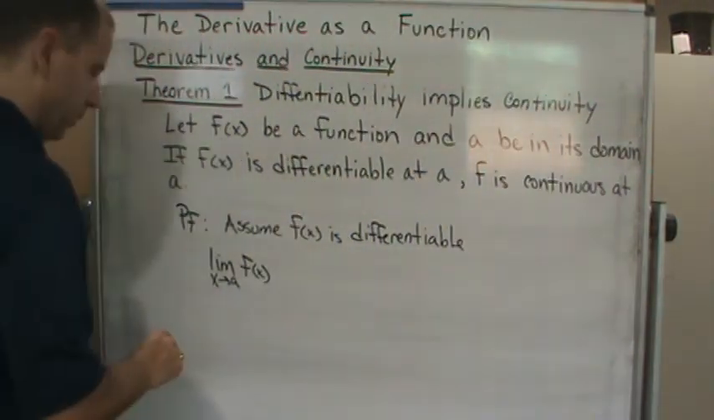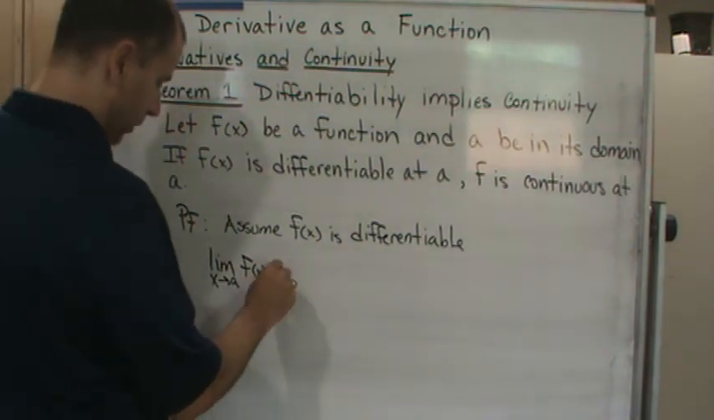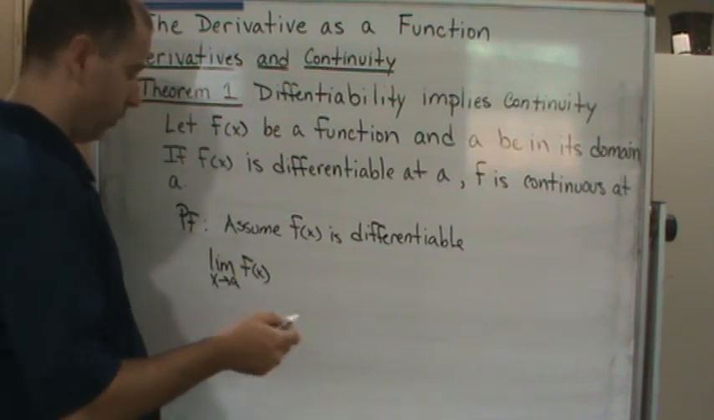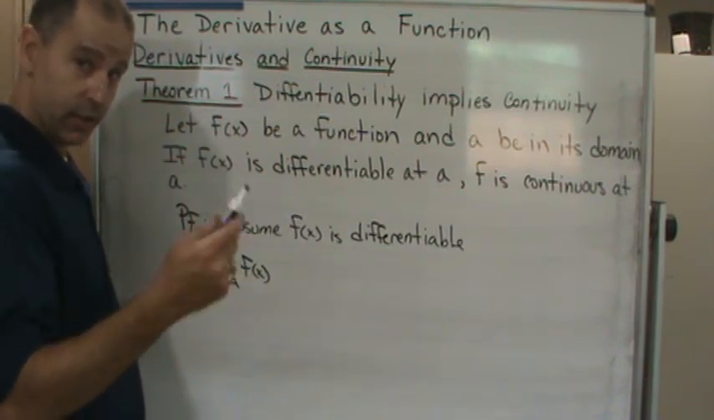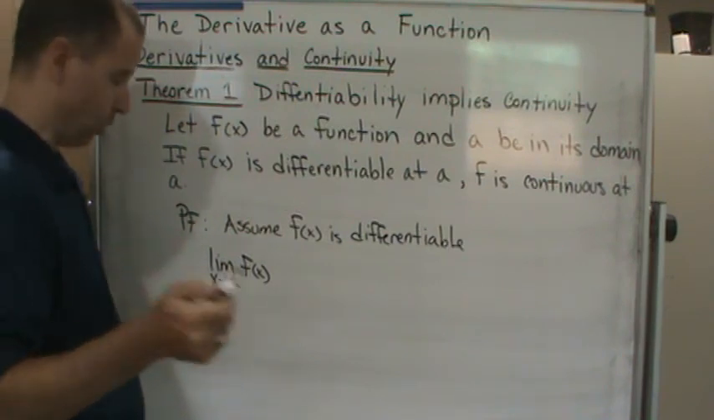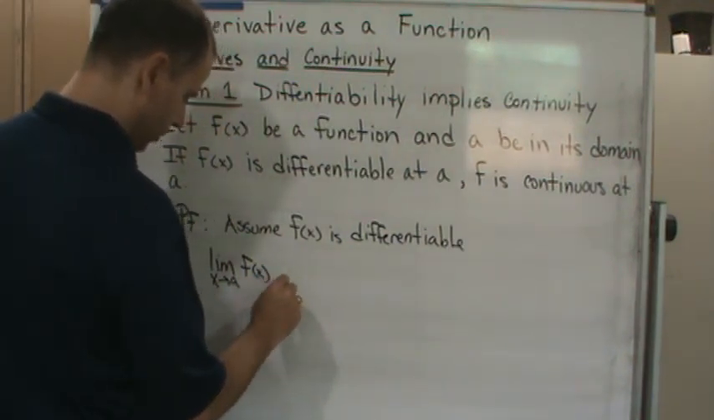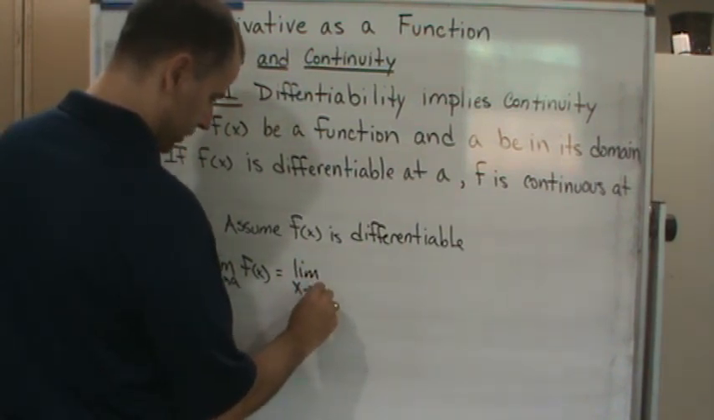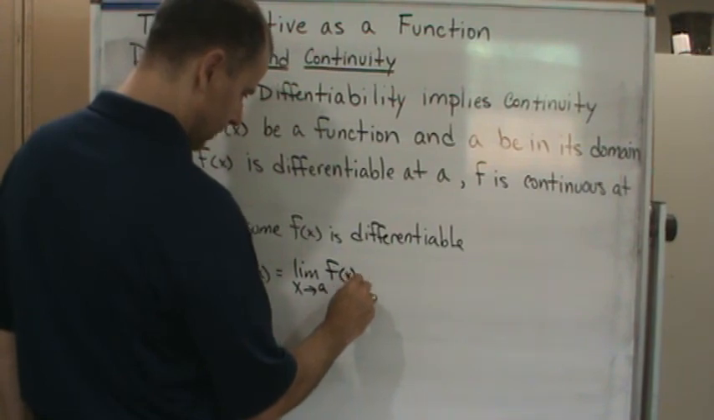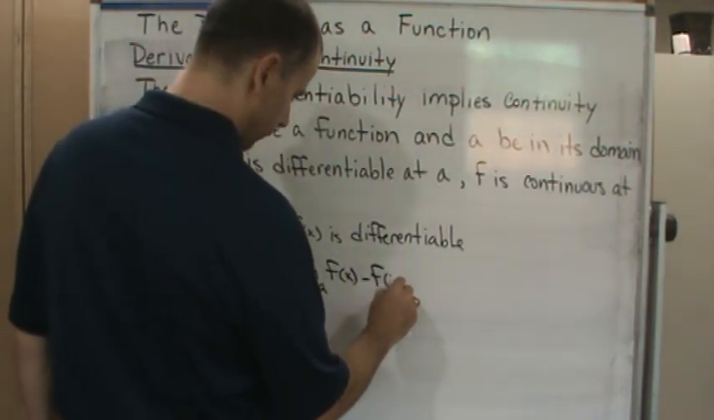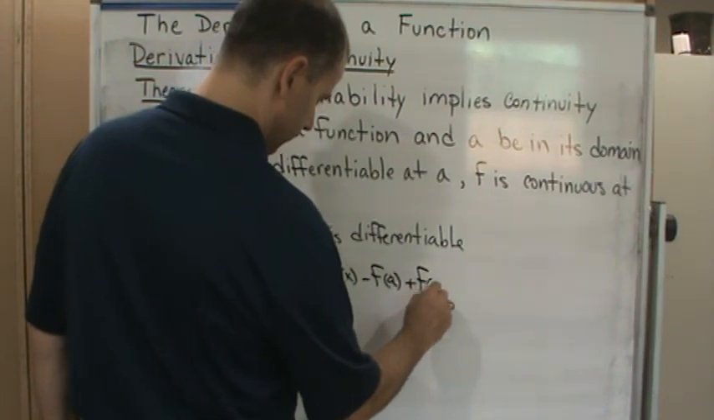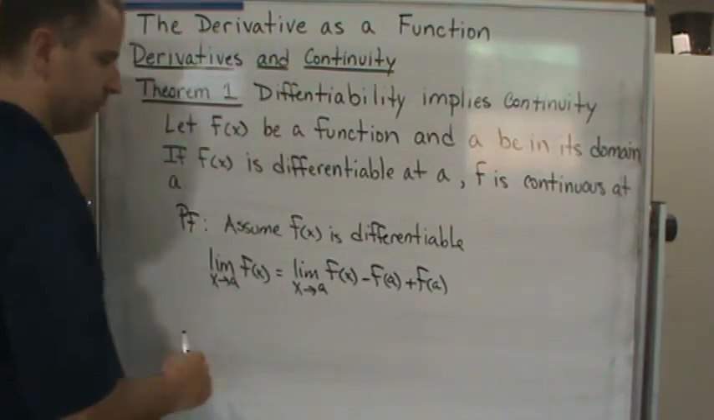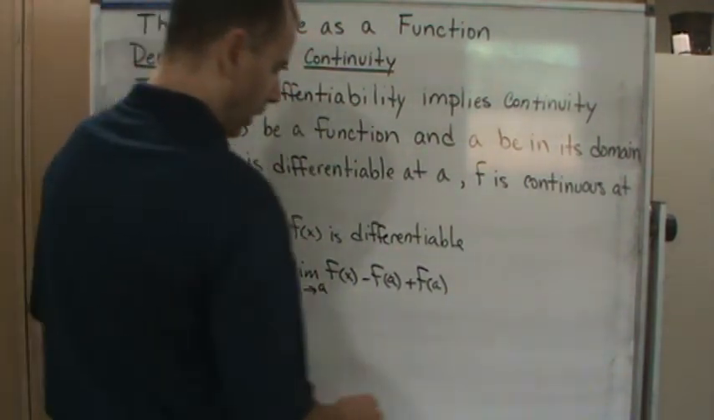So the first thing I'm going to do is add 0 to this thing. How am I going to do that? By subtracting and adding f of a, right? So I'm building the difference quotient. So now that's going to equal the limit as x approaches a of f of x minus f of a plus f of a. So I didn't change anything. All I did was add and subtract f of a. Okay?